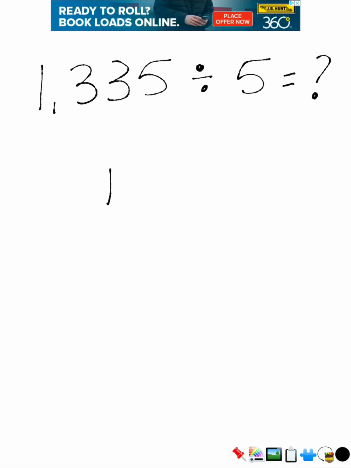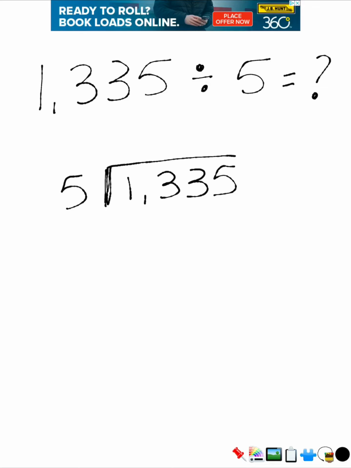1,335 divided by 5. But this time I'm going to use the standard algorithm, and that's the one that uses the house. So I put my dividend inside of the house, and my divisor goes outside. Remember that when we do different strategies with the same problem, doesn't mean that we get a different answer. So we should still get that same answer for this problem. We are just doing a different strategy to solve it.